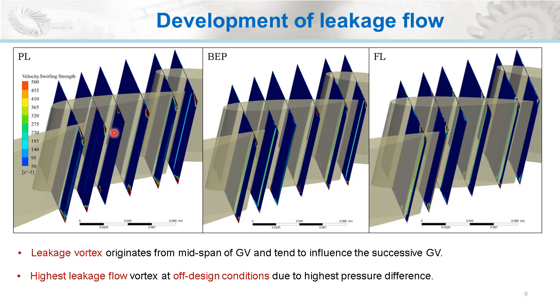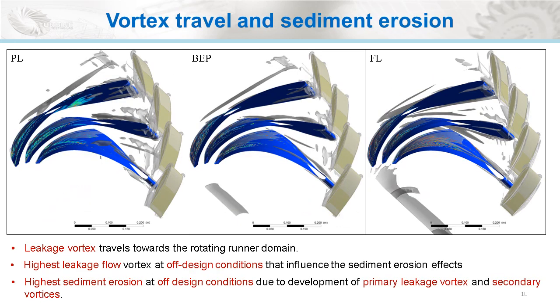The intensity of leakage vortex, as presented by velocity swirling strength, is higher for part load and full load than that of the best efficiency point. The highest vortex in part load and full load operating conditions may be due to the higher pressure difference in the guide vane at those conditions. Thus, more leakage flow occurs. Therefore, the leakage vortex will have minimum effect at the design conditions compared to the part load and full load.